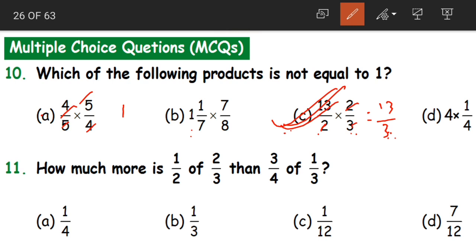What would have happened if we had solved this? 7 ones are 7 plus 1 becomes 8. 8 by 7. 8 by 7 into 7 by 8. 7, 7, 8, 8 get cancelled. The product will be 1 itself.